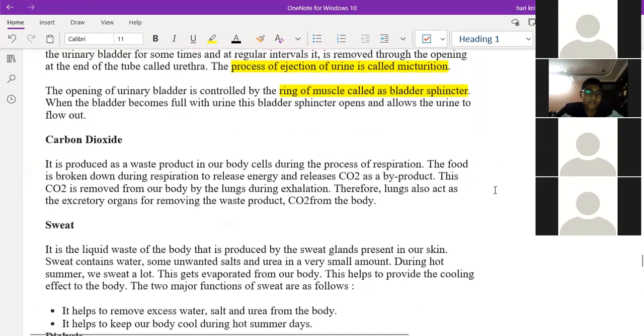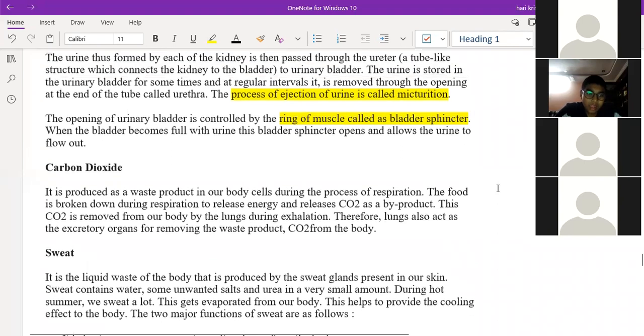So next one is the CO2, carbon dioxide. You know already how we can remove it out of the body? Sir, by sweat, or with the help of lungs, or kidney? Sorry, sir, by respiration. By respiration, right? Yeah.